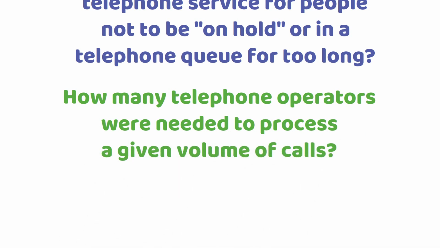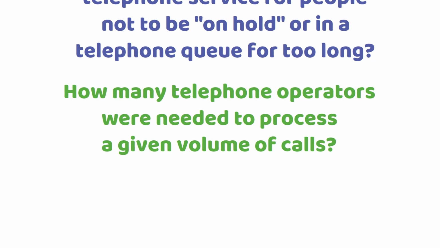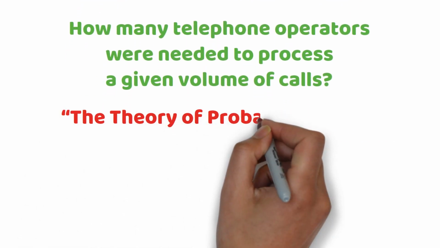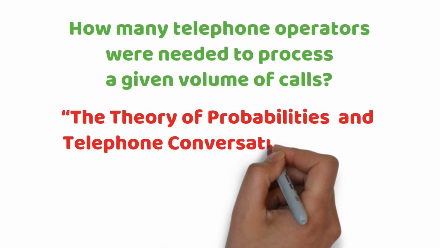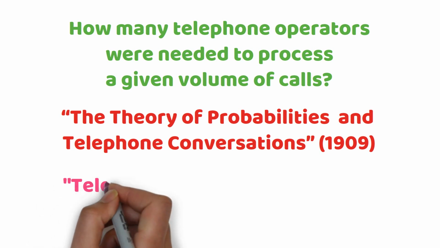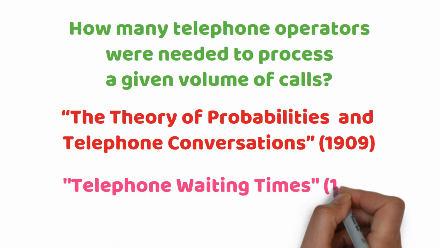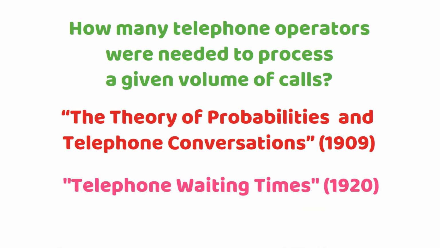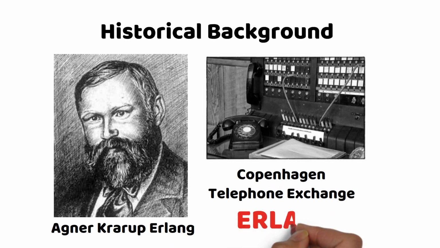The first paper on queuing theory was The Theory of Probabilities and Telephone Conversations, published in 1909. His mathematical analysis was concluded in his paper, Telephone Waiting Times, published in 1920. He proposed some of the first queuing models in the paper and laid the foundation of applied queuing theory. The international unit of telephone traffic is called the Erlang in his honor.